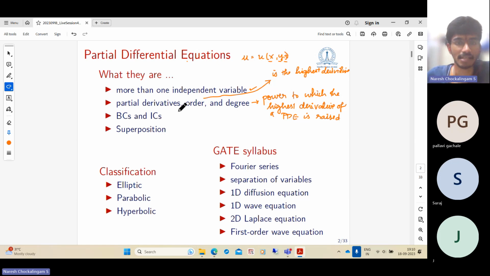To solve a partial differential equation, we typically require boundary conditions and initial conditions. So these are important apart from the differential equation itself to solve the problem. We'll look at it in the problems that we solve today.